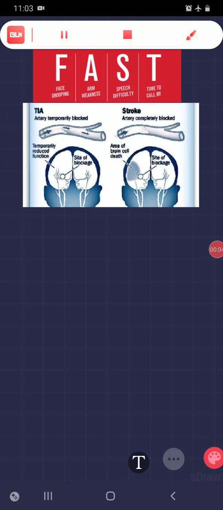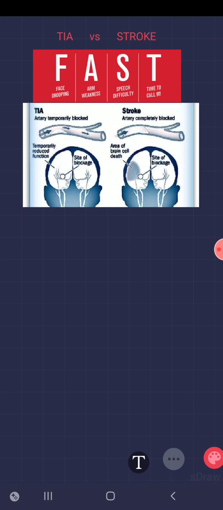Hello, my dear students. Today we will be talking about a topic called stroke versus TIA. I'll take a light color to choose this topic. TIA stands for transient ischemic attack, versus stroke. First we need to know what is common in them, then we need to differentiate them.